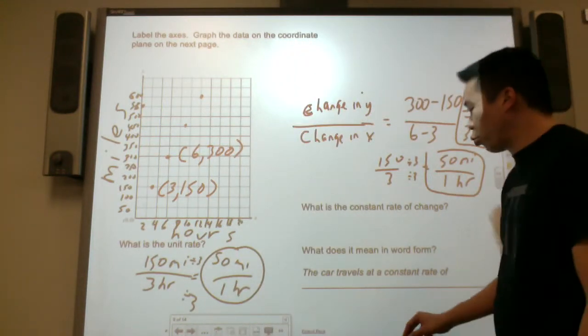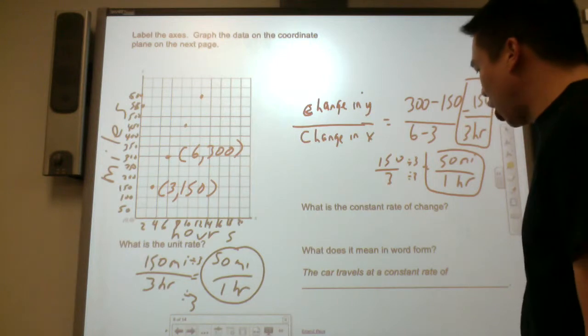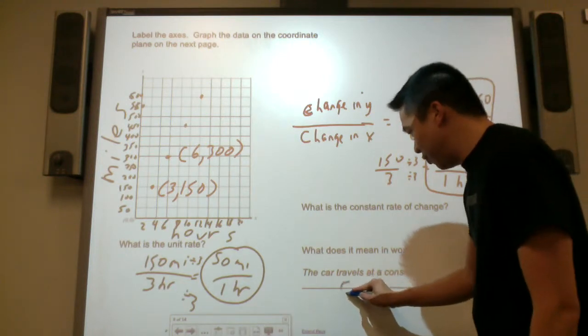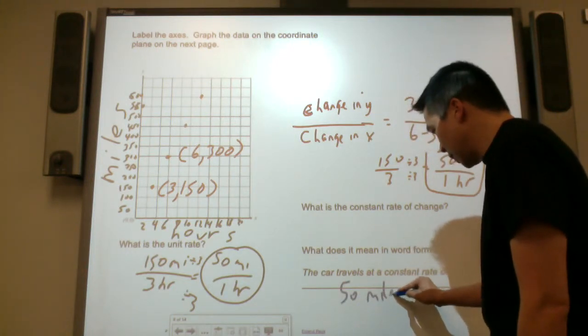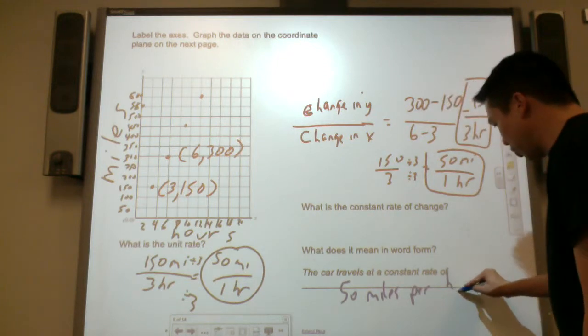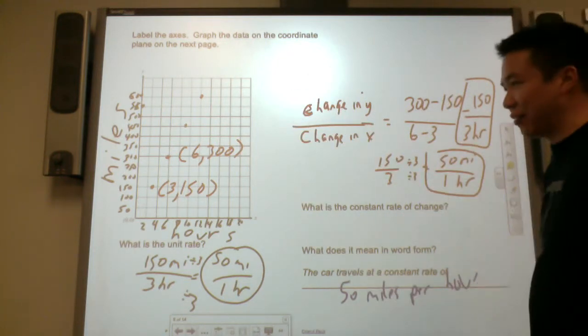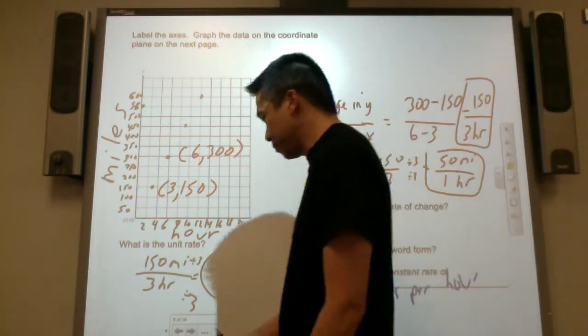So how would you write this in words? The car travels at a constant rate of 50 miles per hour. So this is what's happening to our graph. It keeps going up 50 miles per hour.